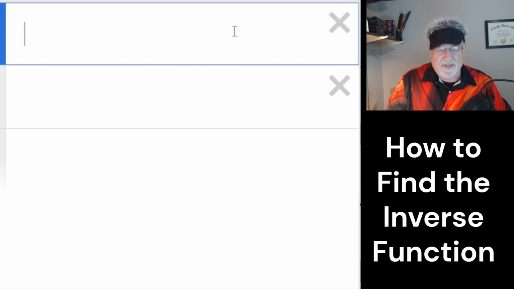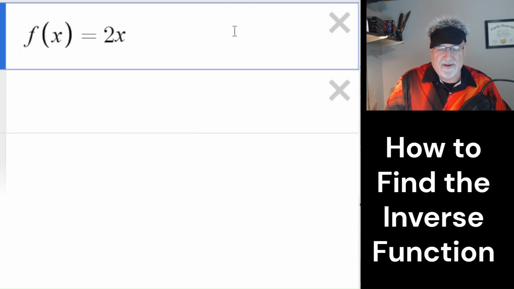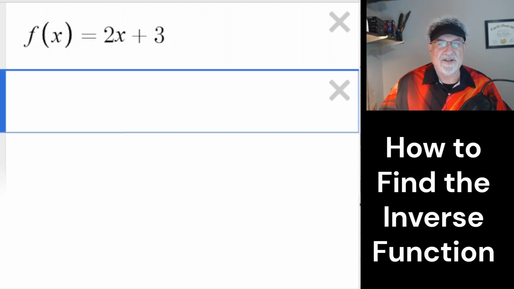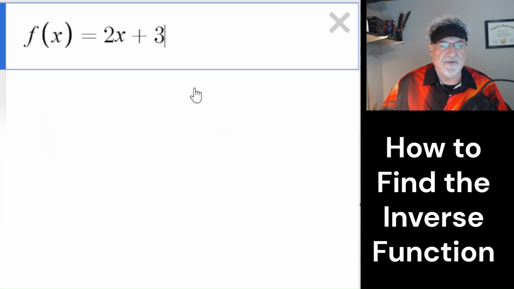So you have a function that is f of x equals 2x plus 3. That's the function you're given, and you're asked to create the inverse function, which would be something like f prime of x equals, whatever it is. And we're going to discover what that's going to be.